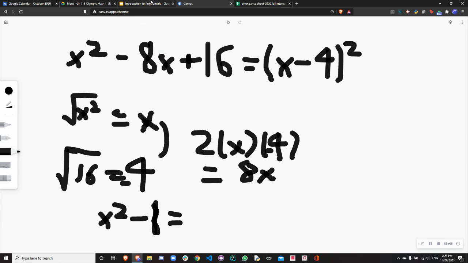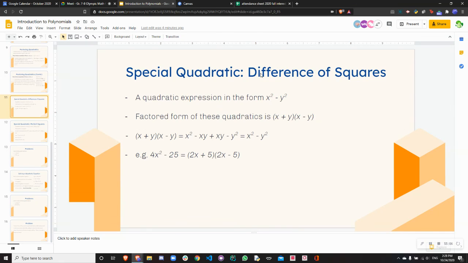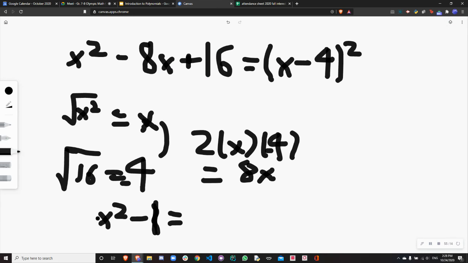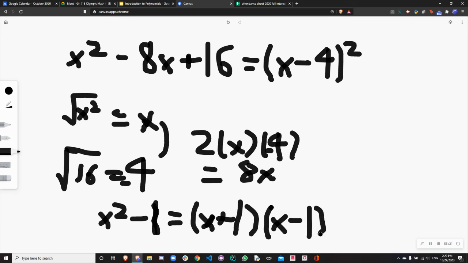So here you notice that it's a difference of squares. You have the form x squared minus y squared, where x squared and y squared are both perfect squares. X squared is a perfect square, and 1 is also a perfect square. So we can write this as x plus 1. We square root both these terms, and we add them and then subtract them as well. So first we write x plus 1, and for the second factor, we have x minus 1. So that's how you factor this polynomial.